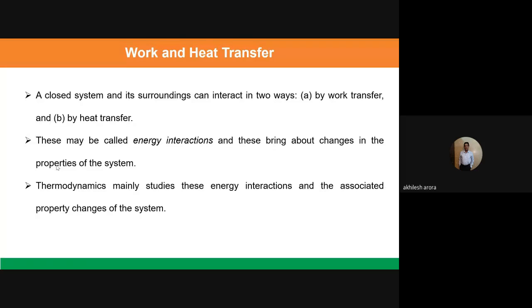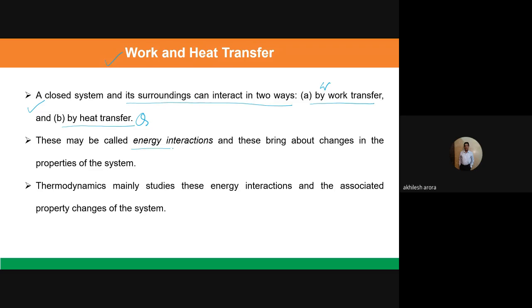Now I am going to the next topic. It is on work and heat transfer. Work transfer and heat transfer. Now let us read these lines here. The first line is, a closed system and its surroundings can interact in two ways. One is by work transfer and another is by heat transfer. We represent work transfer by W and heat transfer by Q.